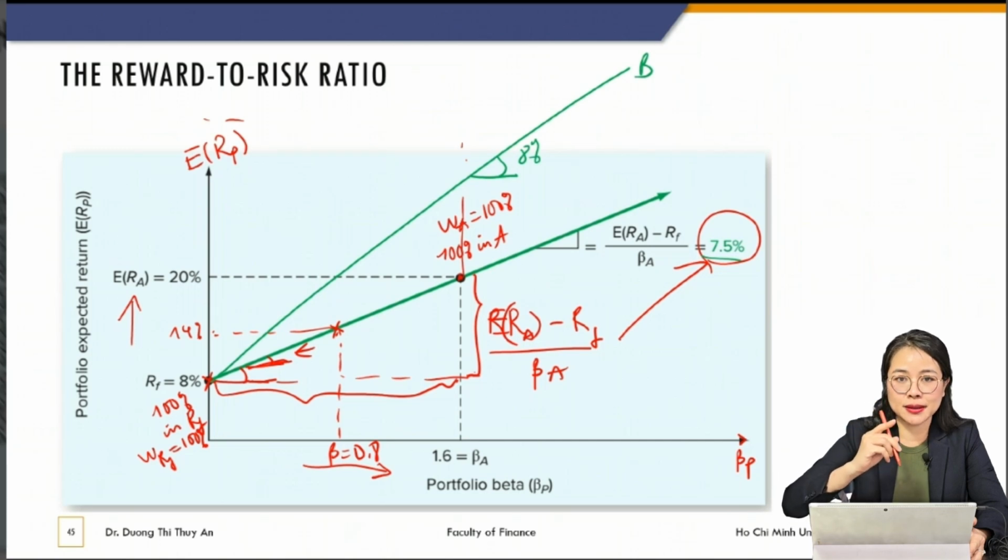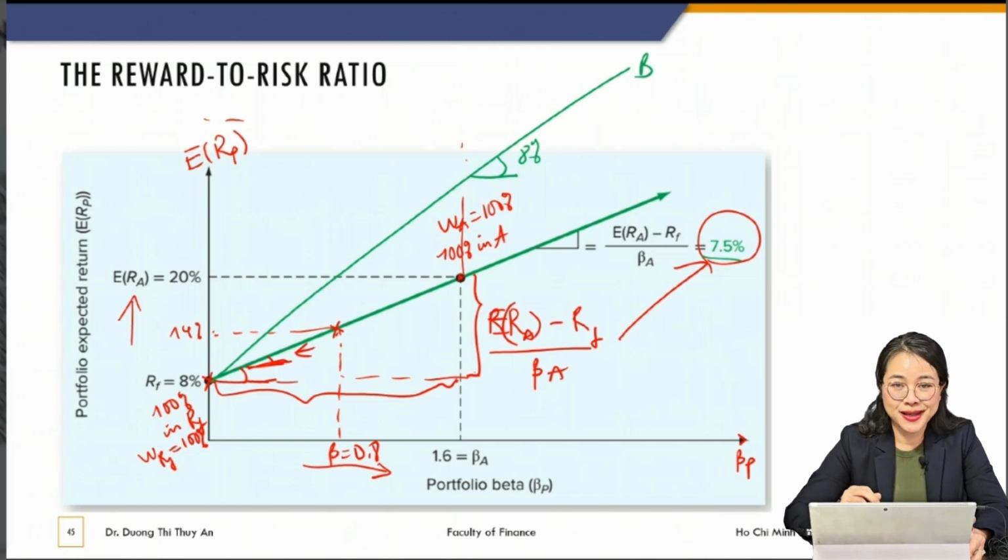Remember in chapter 2, on the content of time value of money and stock valuation: when the price goes up, the expected return goes down, and vice versa. And for asset B, when we buy asset B, we drive the price of B up, and the expected return of B goes down. And when will we stop? When they meet each other at one point, right?